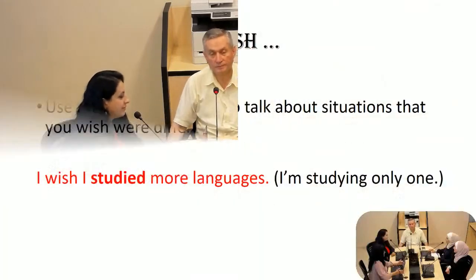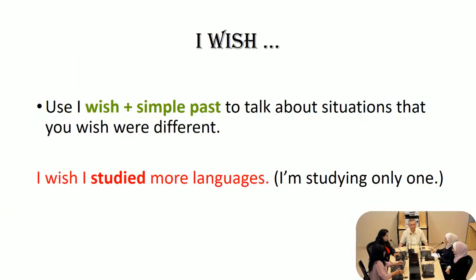The following slide. Now, I wish. I wish is something related to the present. This is a very important idea. We are not wishing something for the future. It is talking about a situation that I wish were different. Like when I say, I wish I had money. Again, it is an imaginary, unreal situation, so we use the past. I don't have money. So I wish I studied more languages. I am studying only one. So I wish something which I don't have.